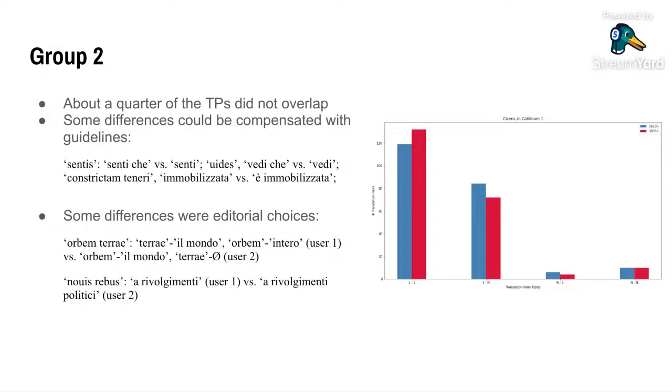So for example, here we see the accusative of the Latin orbis terrae, which one of the users aligned by choosing terrae and aligning it with il mondo, which is the globe, and orbem with intero, the whole. The other one aligned orbem with il mondo, with the globe, and didn't align terrae. Now, orbis terrae in Latin literally refers to the terrestrial globe, and globe, orbis, implies also some kind of idea of completeness and roundness at the same time.